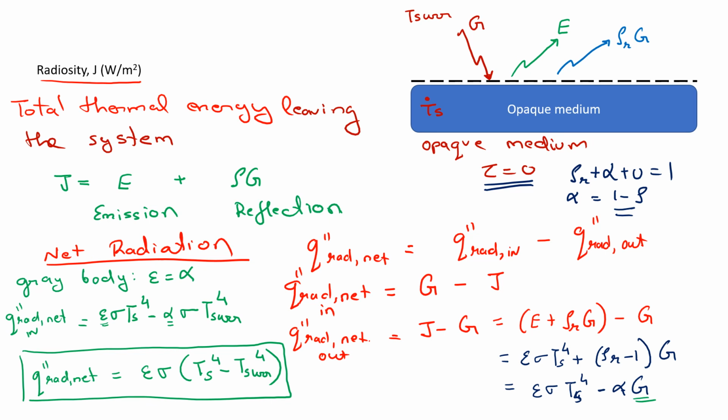It's for a gray body, so your equation will be your emissivity times the Stefan-Boltzmann constant multiplied by the fourth power of the surface temperature minus the fourth power of the surrounding temperature.